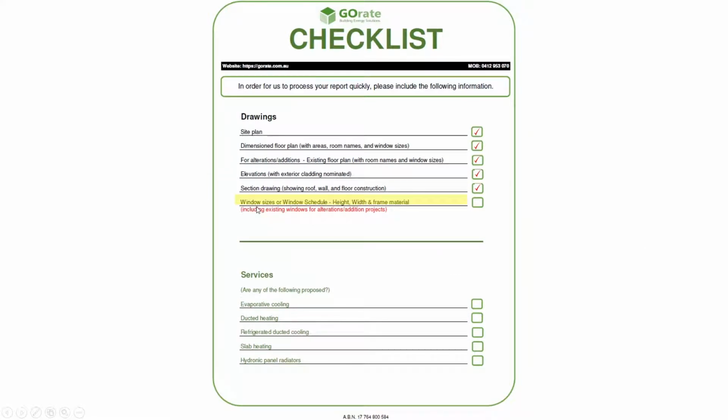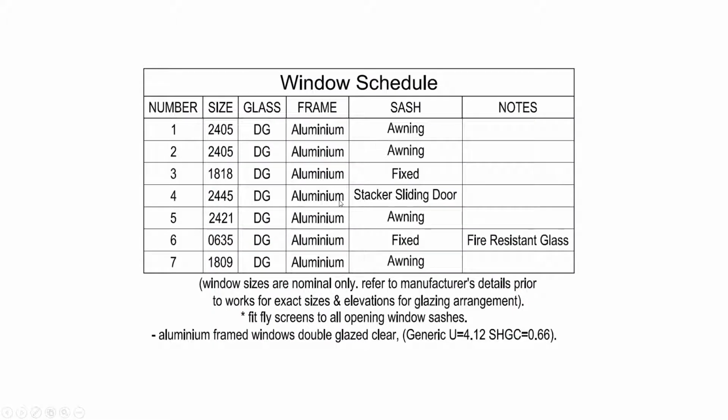Now next on the list is the window sizes or window schedule: height, width and frame material. I know we've gone through this before, but this is an important one and one that often trips us up or holds us up. So this is a typical window schedule. On the schedule we have a window number, the window size, the glass type, the frame type, and the sash type.